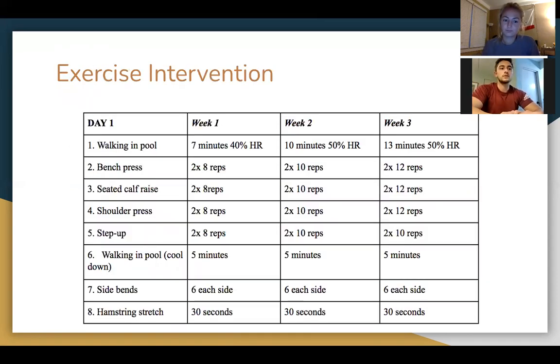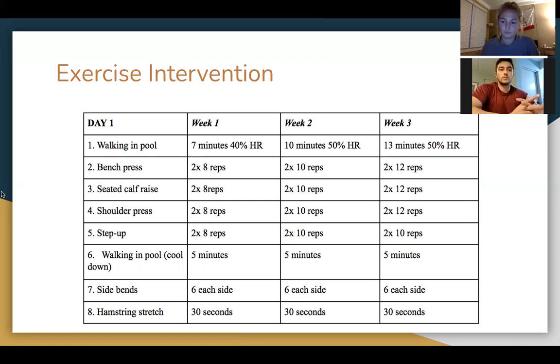So for our exercise intervention, we're going to start with 2 days during the week and then slowly progress into 3 days a week of a mixture of aerobic as well as strength and flexibility, due to the fact that he is completely sedentary at the moment. We don't want to overwhelm him with too much. So for day one, we have walking in the pool, bench press, seated calf raise, shoulder press, step up, and then walking in the pool as well to cool down. And we also have side bends and hamstring stretch.